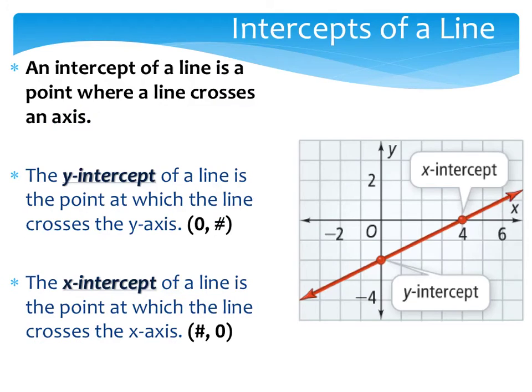An intercept is the point where the line crosses the axes. Whether we're crossing the y-axis or the x-axis, we have a y-intercept when we cross the y-axis and an x-intercept when we cross the x-axis. Now on the y-axis, all of the x-coordinates are 0. Therefore, this coordinate is going to be in the form 0, comma, some number, because x is always 0. The x-intercept, well, all the coordinates on the x-axis have a y-coordinate of 0, so it's going to be in the form a number, comma, 0.